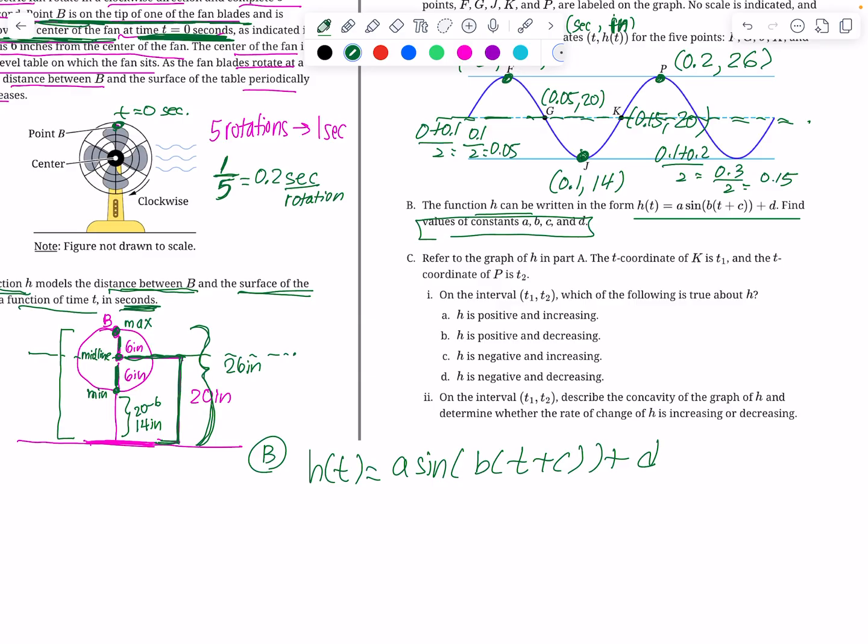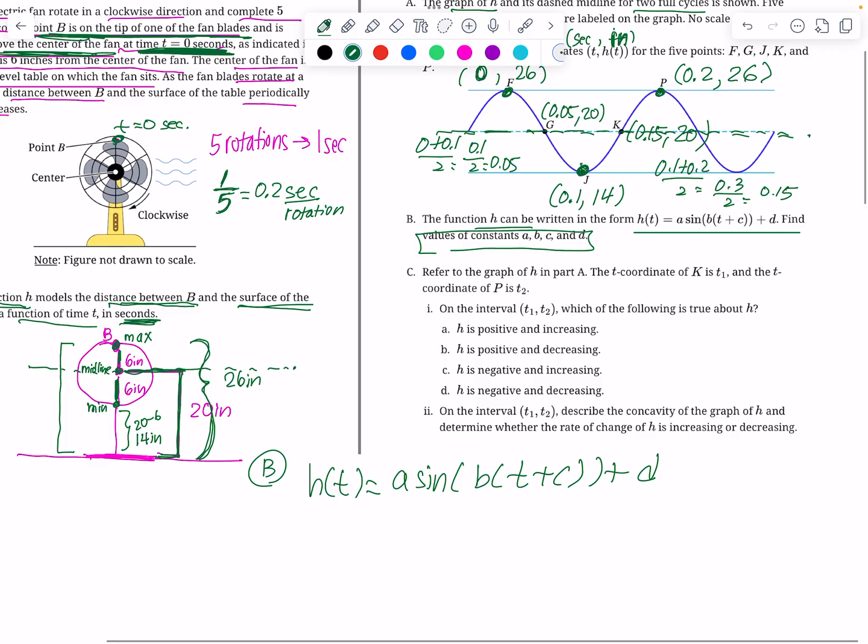Okay, so when I look at the graph, this will probably make it easier for me to follow along. So we like to always start with the midline. So the midline is right here, 20. And so this is the midline. Okay, so let me label that. So this is the midline. And so that was 20.